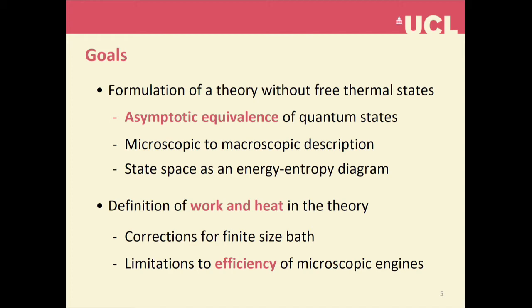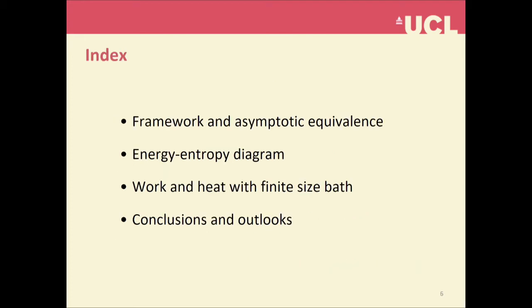And then we'll see how this resource theory and this asymptotic equivalence allow us to represent the whole state space in terms of a two-dimensional diagram. We'll see how we can use it to evaluate things like the rate of conversion between two states and so on. Finally, we will define work and heat in the case of finite size reservoirs. And we'll see what the limitations are for quantum engines that exchange energy between two finite size reservoirs. The structure is the following. We start with the framework and with the asymptotic equivalence result. Then we consider this two-dimensional diagram, this energy-entropy diagram. And finally, we consider work and heat.